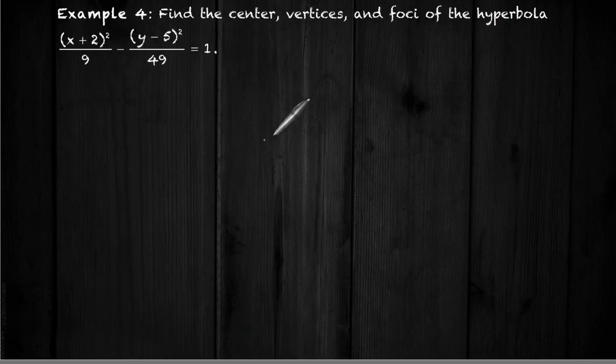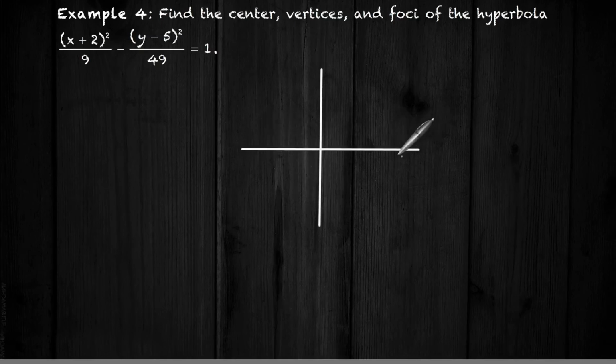Okay, here we have this last example here. So once again, we are going to draw our x and y axis. And there we go. And we have the equation given to us. We just need to find the center, the vertices, and the foci of the hyperbola. And of course, we are going to sketch it as well.